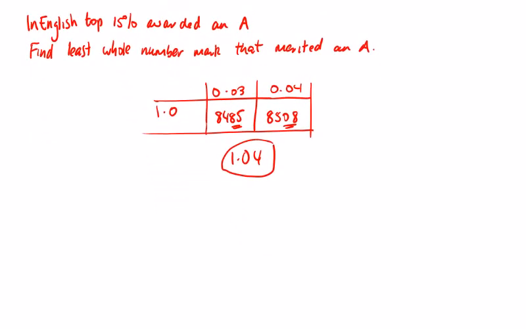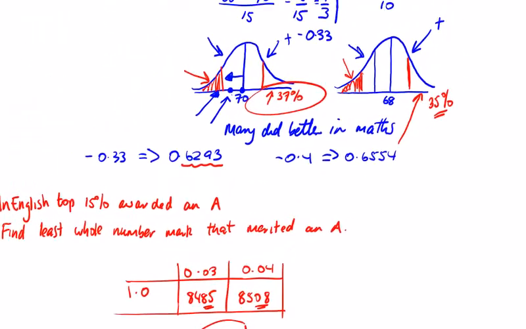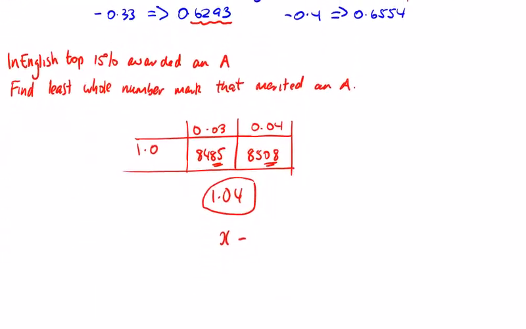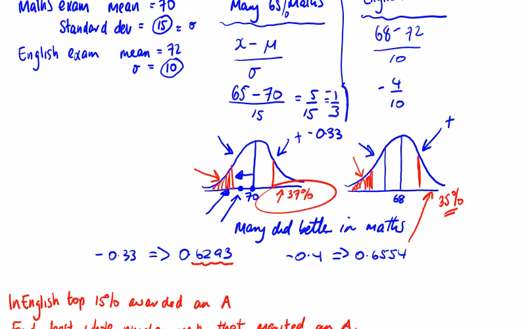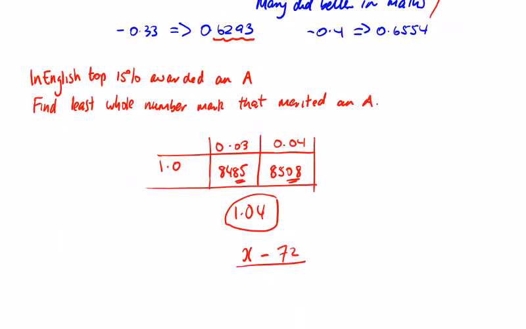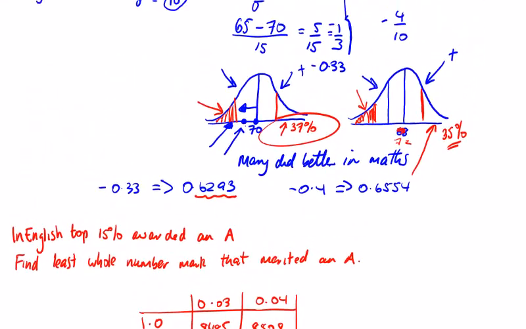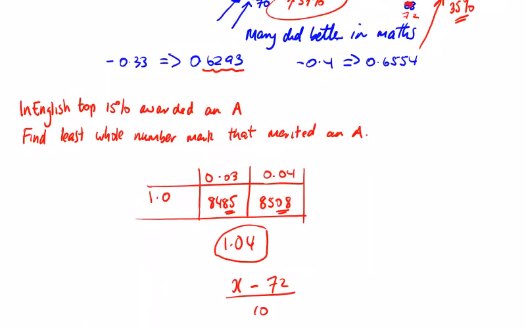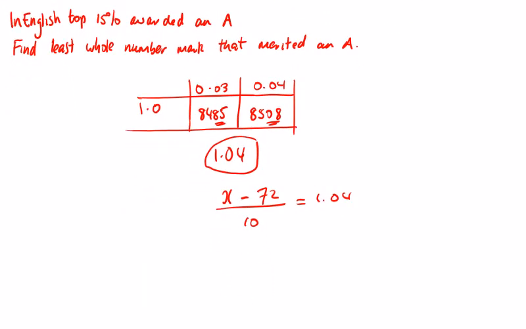And then we don't know what mark. We don't know the test statistic. We do know the average in English was 72. So X minus 72 over the standard deviation in English, just check again, it was 10, is equal to 1.04. So x minus 72 is equal to 10.4. X is equal to 82.4. And the least whole number would mean that the person would have to get 83% to get an A.